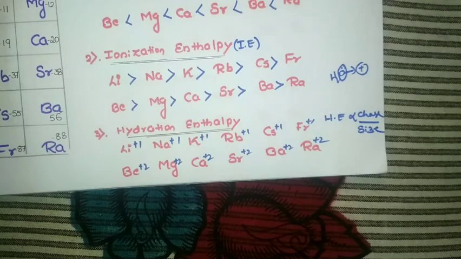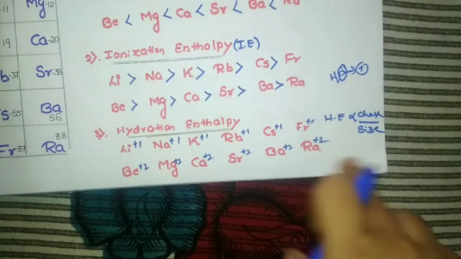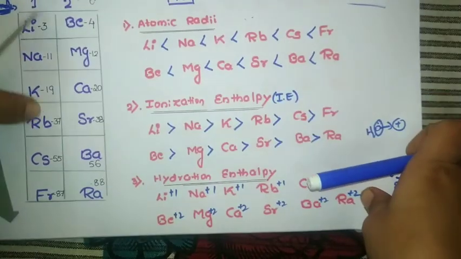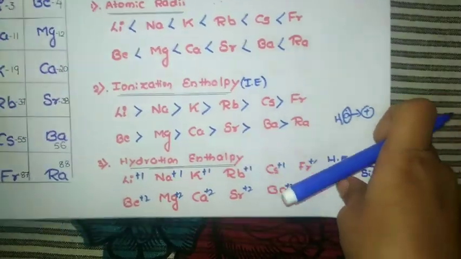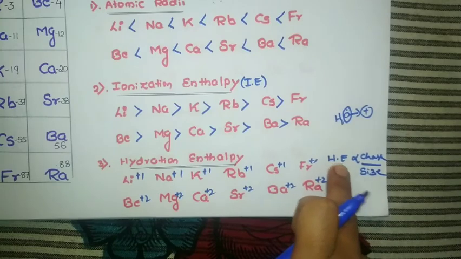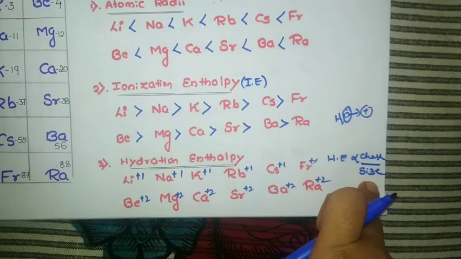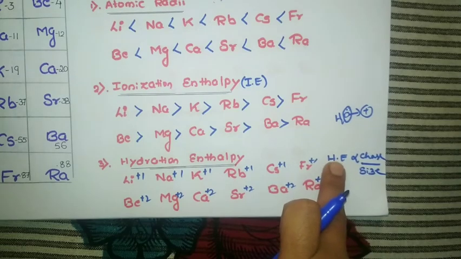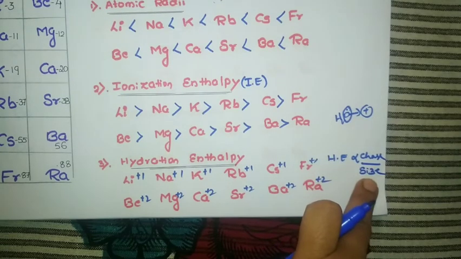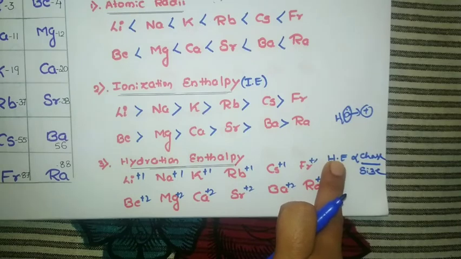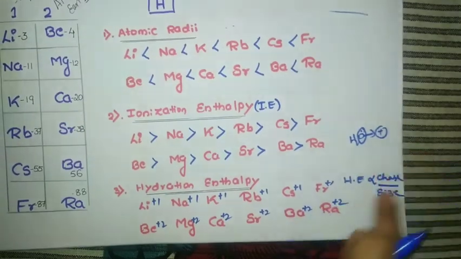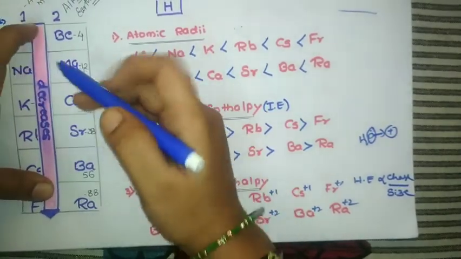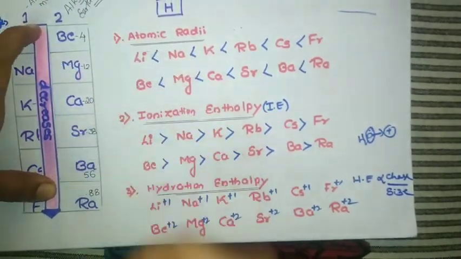when it comes to the size, as we go down the group, dear students, the size increases. So we know that hydration enthalpy and the size are inversely proportional to each other. Larger the size, lesser will be the hydration enthalpy. Smaller the size, more will be the hydration enthalpy. This point you have to remember. So as we go down the group, the hydration enthalpy goes on decreasing.